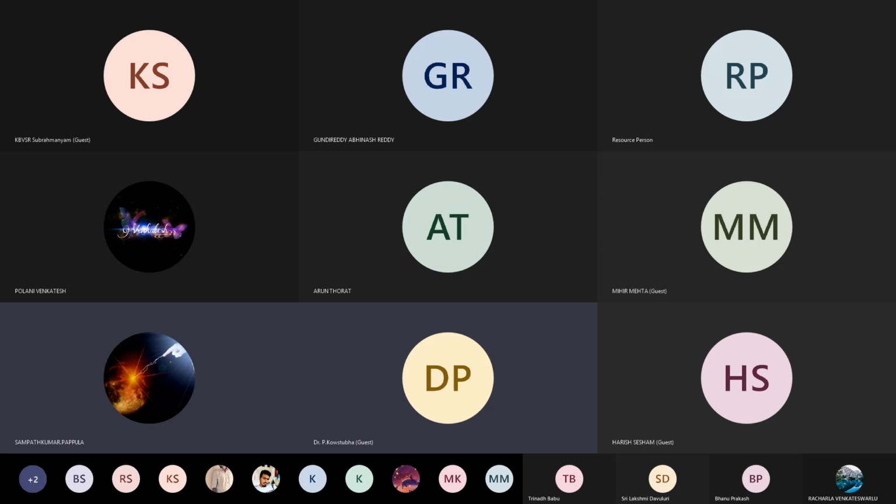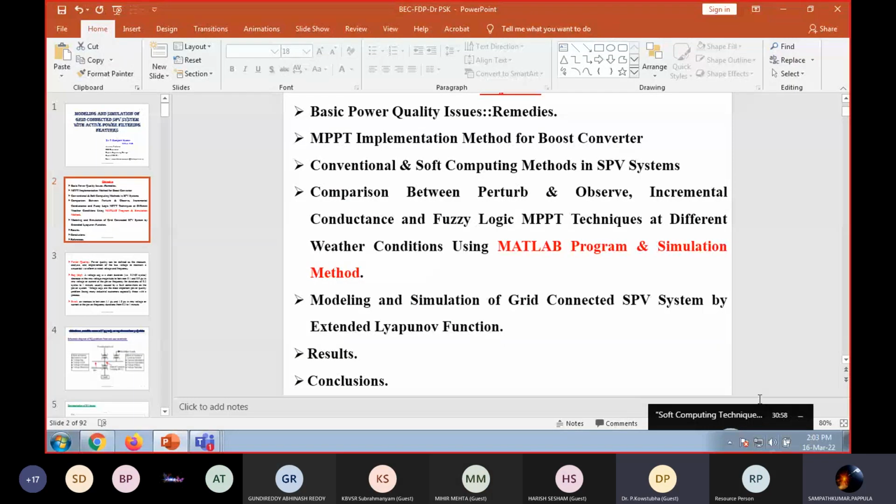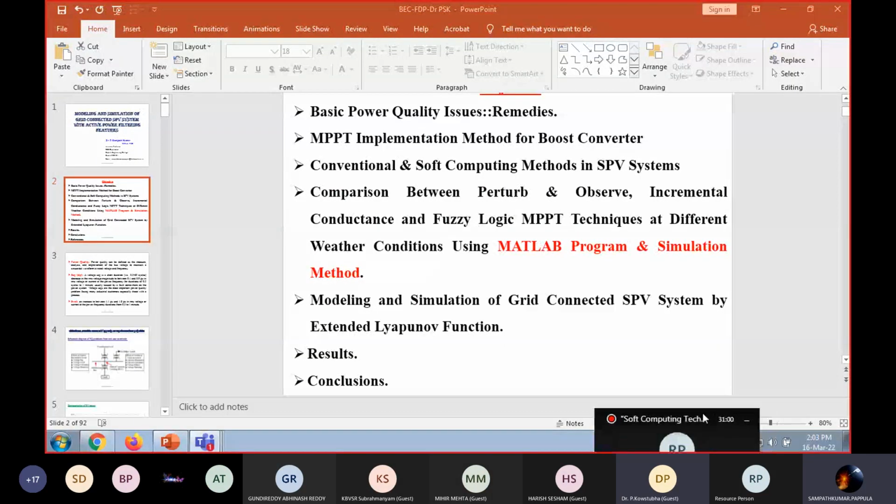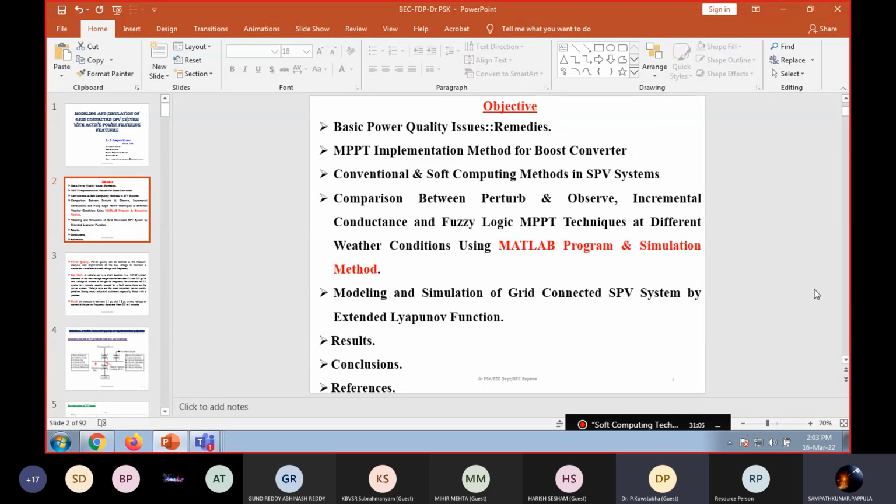And conventional and soft computing methods in SPV system, solar photovoltaic system, and comparison between the P&O, incremental conductance and fuzzy logic MPPT techniques at different weather conditions using MATLAB programming and simulation method. Both methods we are going to discuss today.